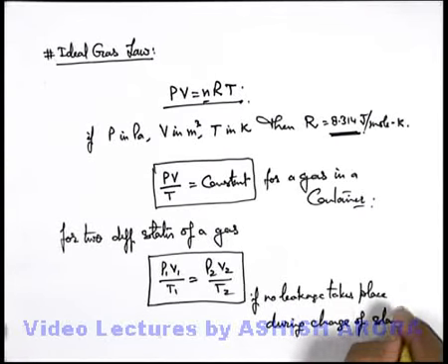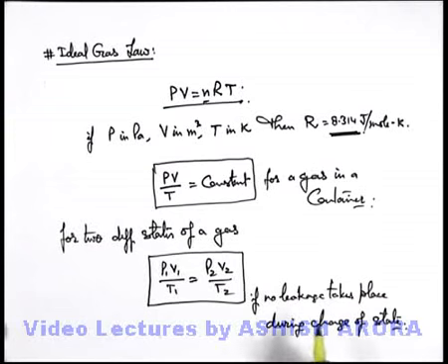Because obviously when the gas state is changing and in between if some number of moles are leaked out, then the final value of this ratio will be certainly less than the initial value. You must be very careful for conservation of moles. You can use P1 V1 by T1 as P2 V2 by T2.